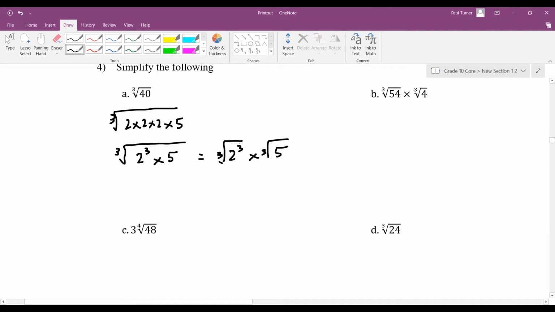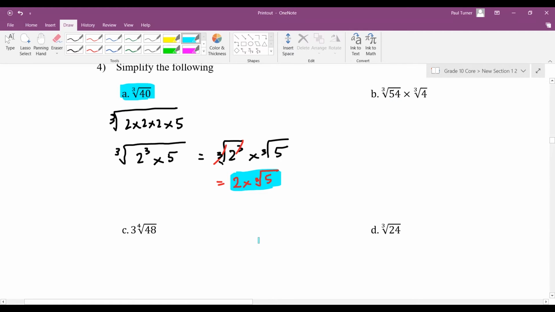And the cube root of 2 cubed is 2, isn't it? Because remember, your cube root and cube will cancel like that. So you're going to get 2 times the cube root of 5. And the cube root of 5 can't be simplified at all, can it? You can't do any more there. So that's your answer for question A.